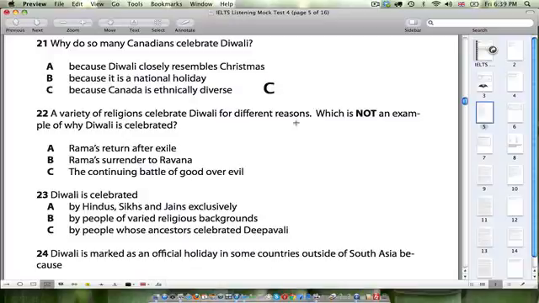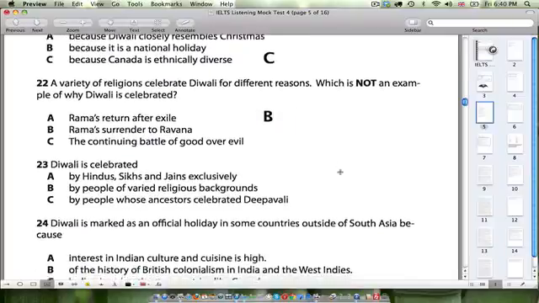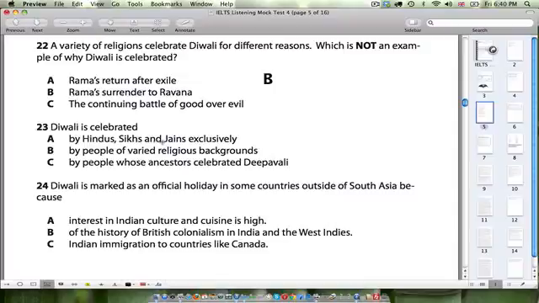A variety of religions celebrate Diwali for different reasons, which is not an example of why Diwali is celebrated. Now, they talk about Rama's return after exile. They talk about, I can't remember exactly what they said, something about light over darkness, good over evil. The reason that doesn't fit, or that they didn't talk about, was Rama's surrender to Ravana. So remember, the word not here is in bold and it's caps. Rama's surrender to Ravana is an example of why Diwali is not celebrated.